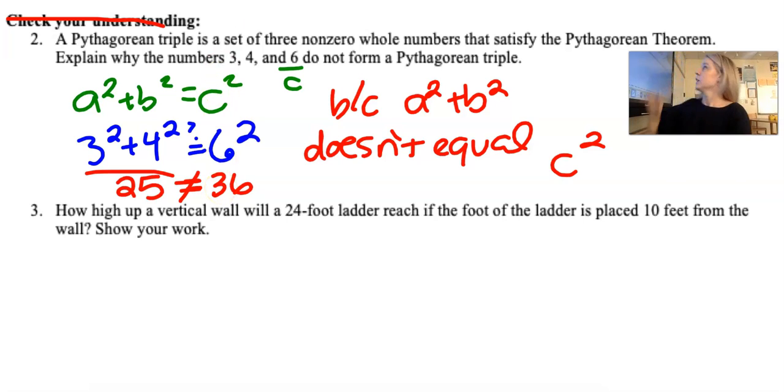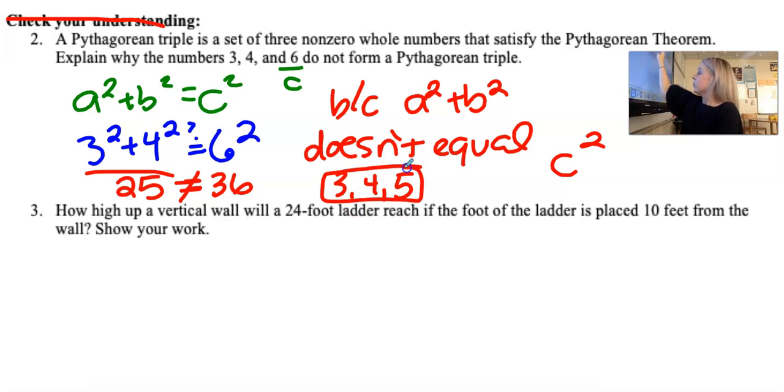So fun fact, 3, 4, and 5 is an example of a Pythagorean triple because 5 squared is 25, and you would get 25 equals 25. So Pythagorean triples are just 3 numbers that always work out with the Pythagorean theorem, and there's lots of them. They're fun to memorize. If you Google Pythagorean triples, you can learn them all, and it will help you save time in the future.